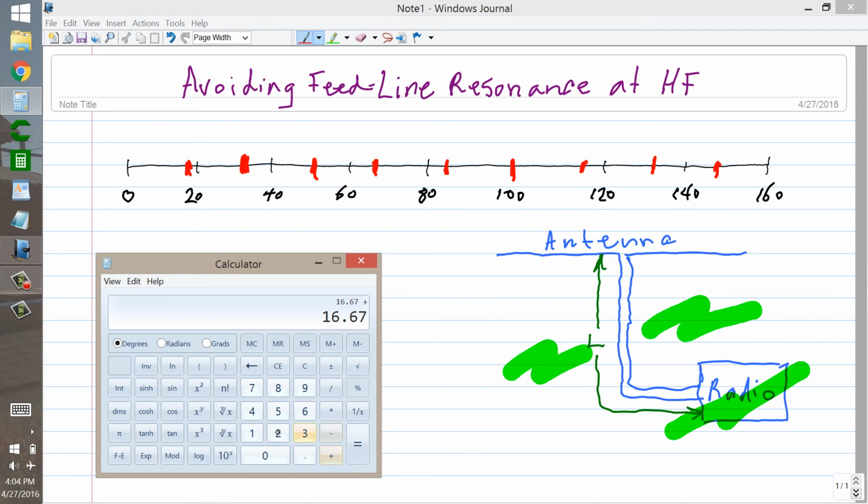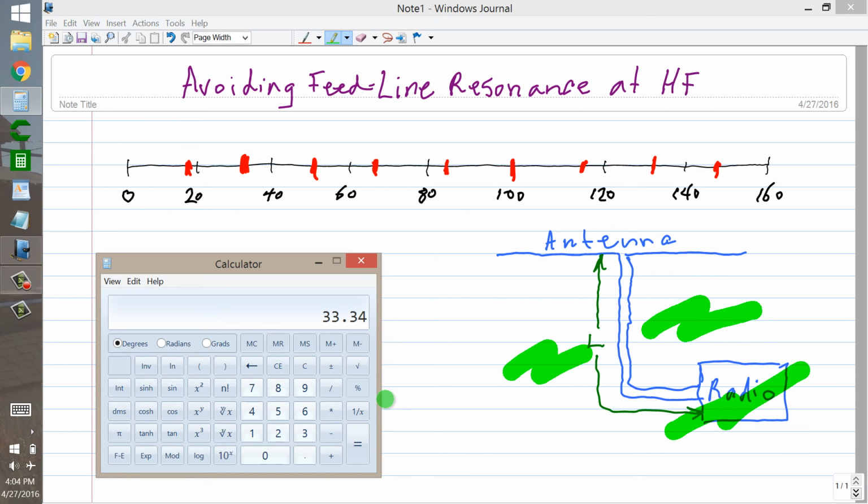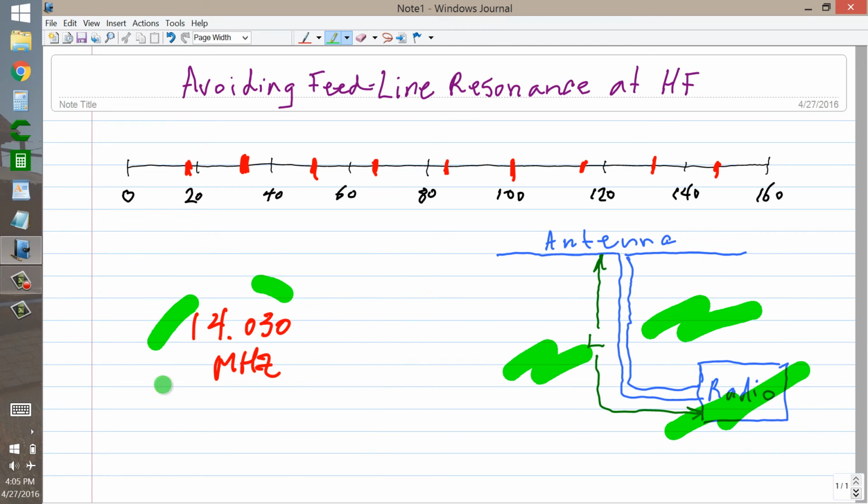If you add 16.67 to that, 33.34, or right about here. Then you add, again, 16.67. About 50 feet, right about there. So all these lengths are bad ones to have for a dual band antenna, or for an antenna intended only for that frequency.